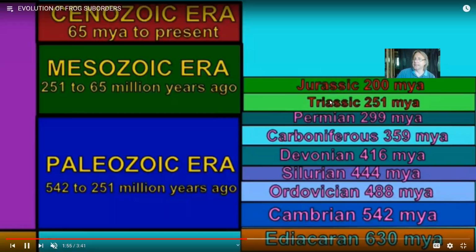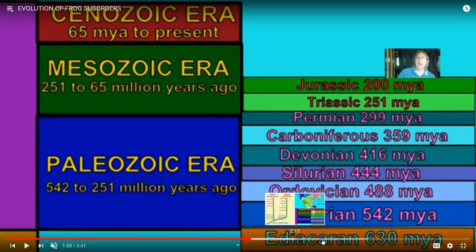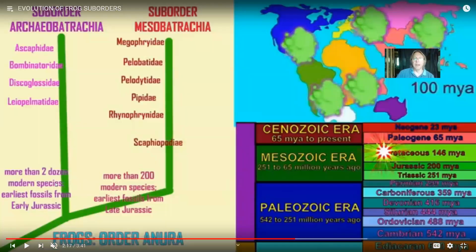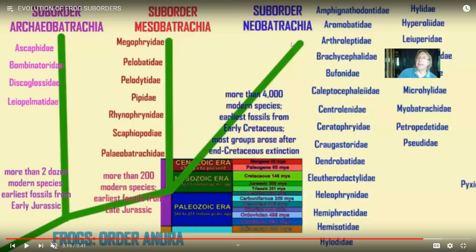So in the Triassic, there are fossils like the one that I had shown you, Triadobatrachus, which has some frog features, but not enough to call it a frog. The first true frogs are recognized in the Jurassic period. And of the suborders alive today, one is known from the early Jurassic, one from the late Jurassic, and then the suborder that contains most of the frogs alive today doesn't appear until the Cretaceous period.